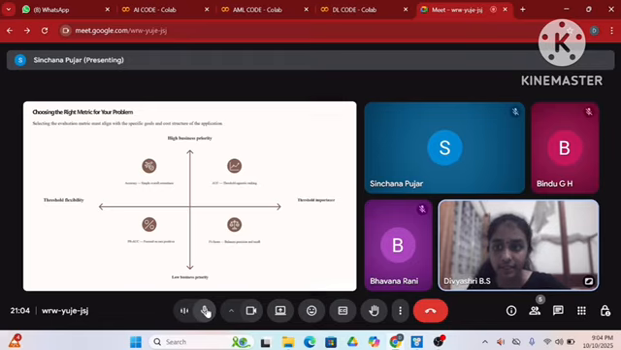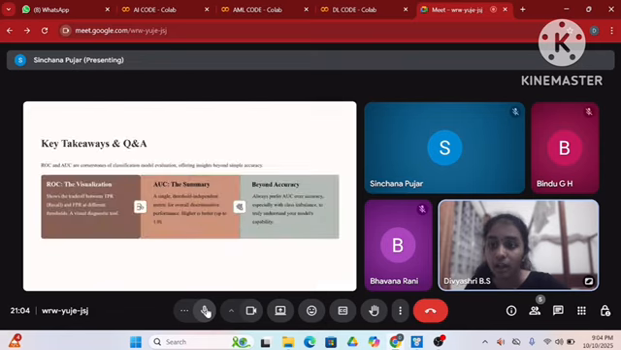Key takeaways and the next steps. ROC and AUC are the cornerstones of classification model evaluation, offering insights beyond simple accuracy. The ROC visualization shows the trade-off between the true positive rate, that is recall, and the false positive rate at different thresholds. It is a visual diagnostic tool for the trade-off between recall and false positives.